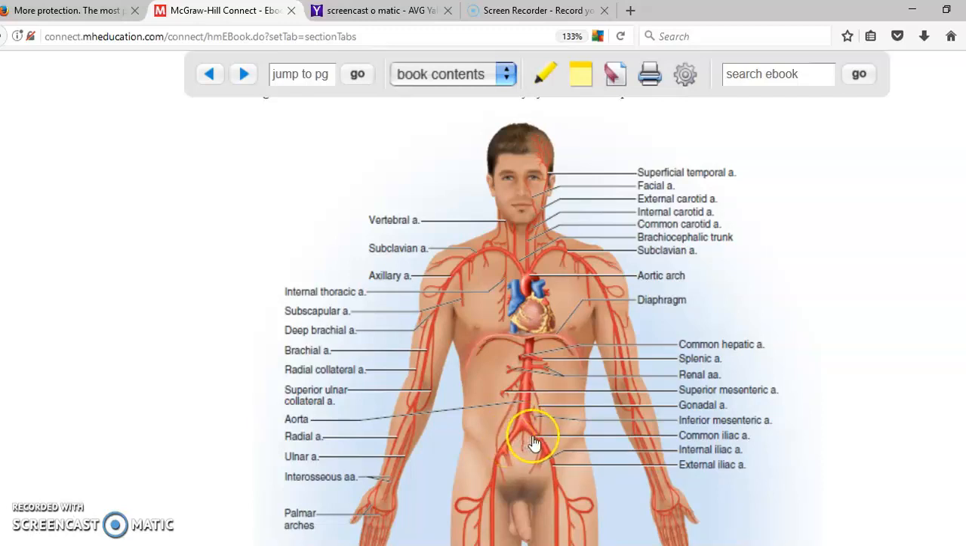And as I told you, if it's common, it's going to give you two branches. This is going to be the external iliac that will go towards your legs, and this is going to be the internal iliac that will go towards the pelvic area, for structures that we have in here, such as, for example, the uterus in the case of females, the prostate, the urinary bladder, etc.